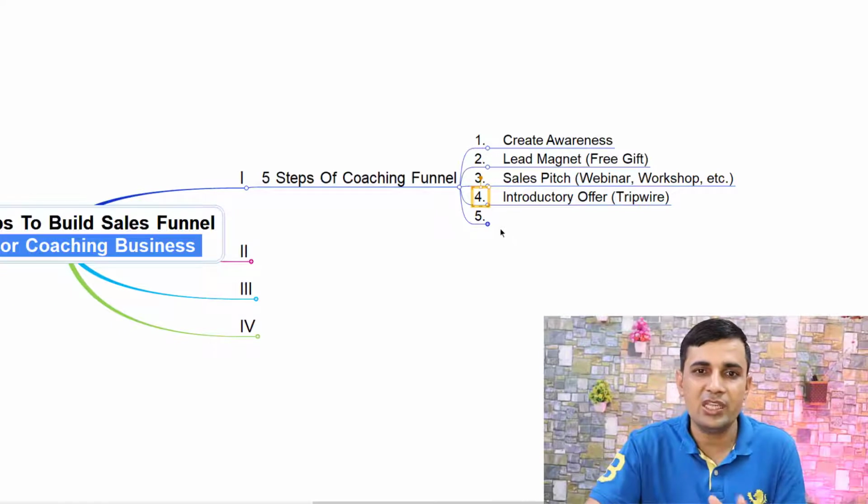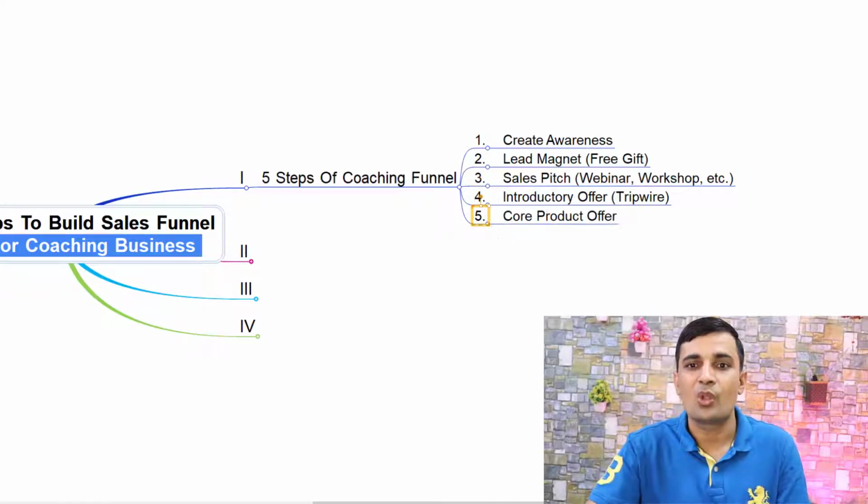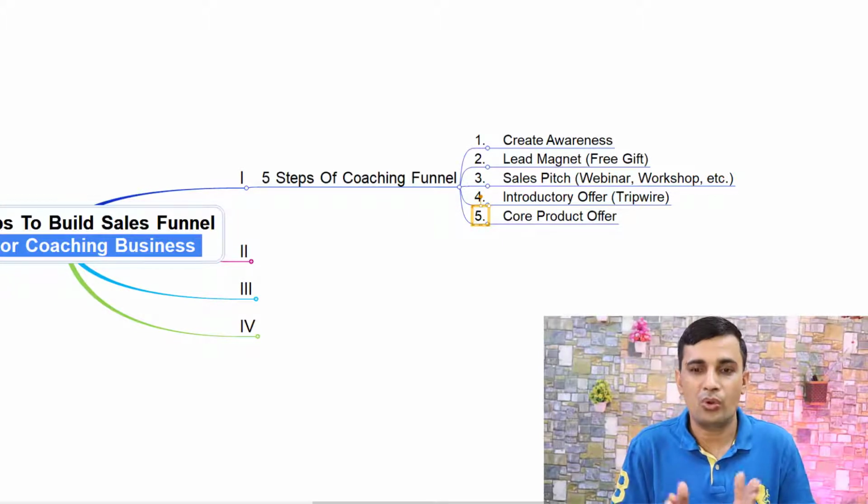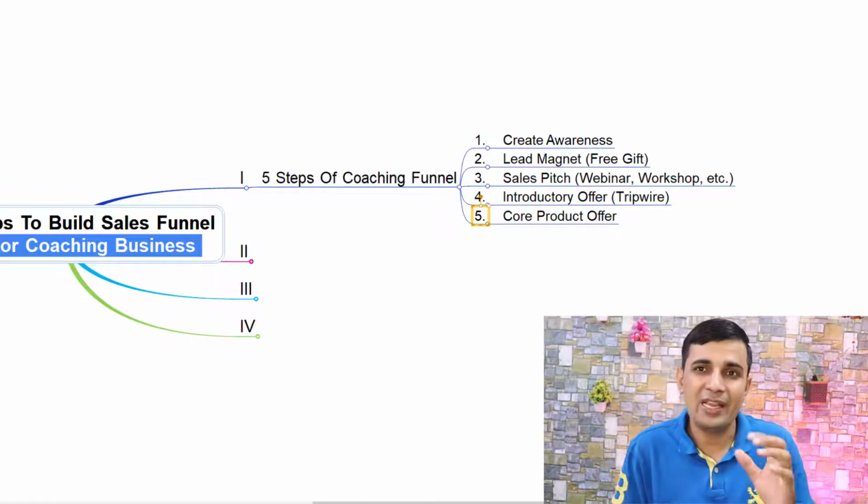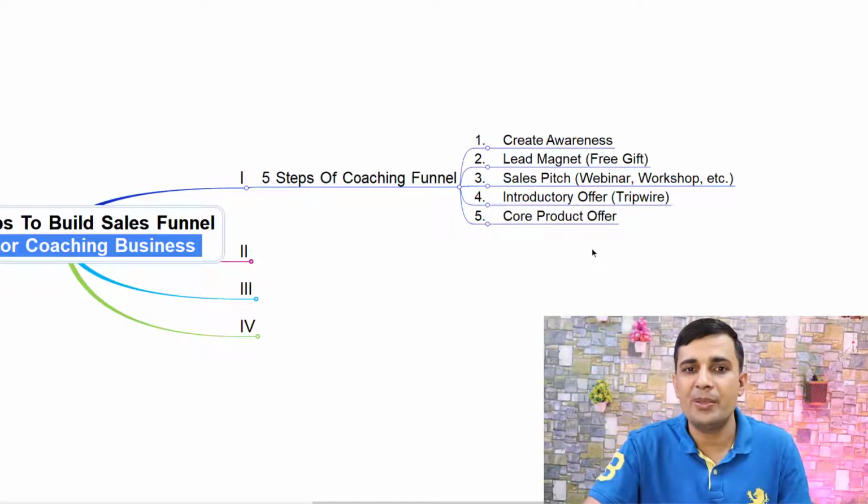And the next step of your coaching funnel is the core product offer, and this is the main product of your coaching system, of your courses. This product is the ultimate. This product teaches them how to implement the system, how to get results, and it is going to help them from their starting point to their finish point. And these are the 5 steps of the coaching funnel. If you like these steps, please comment below "5 steps".